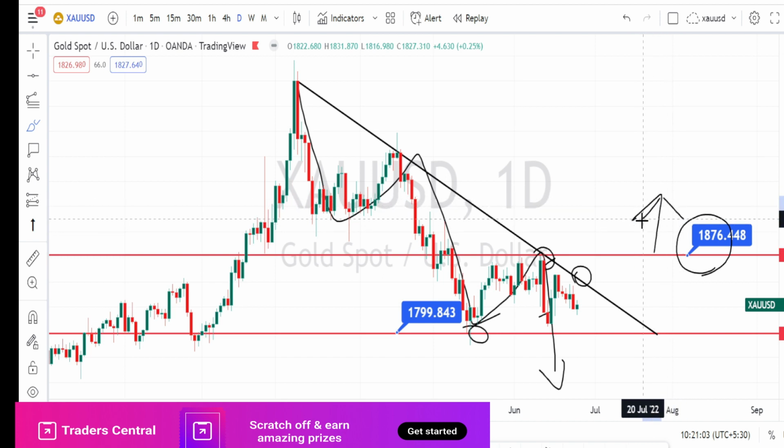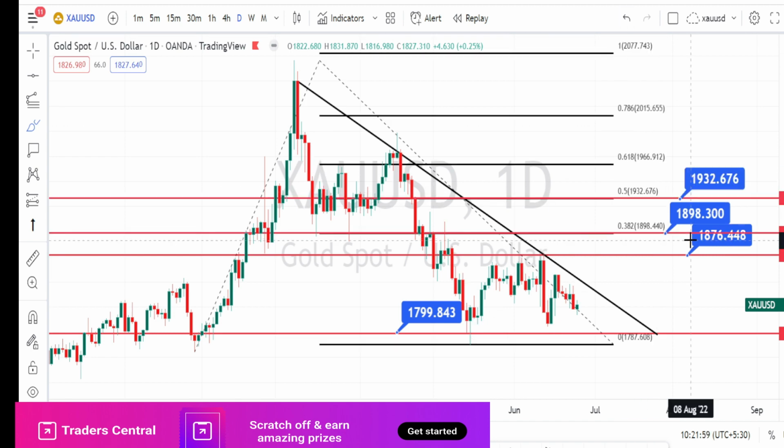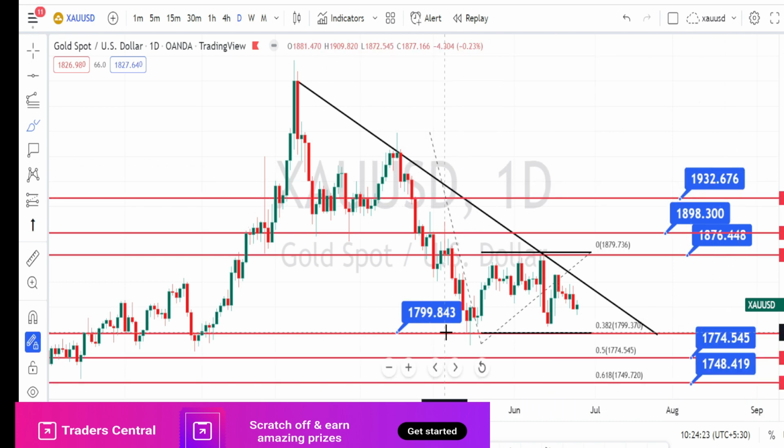And if the bullish trend reversal happens, the next level of resistance is going to be around 1898, and if it breaks this resistance level, the next level of resistance is going to be around 1932. And if the price action breaks this support level of 1799, the next level of support is going to be around 1774, and if it breaks this support level, the next level of support is going to be around 1748.